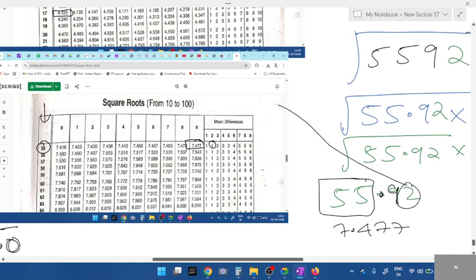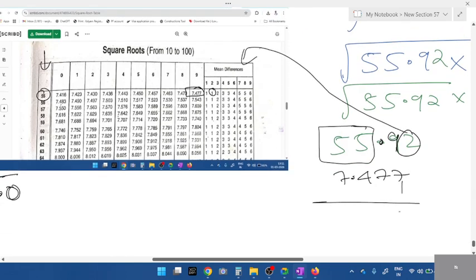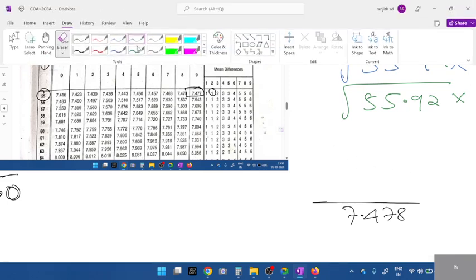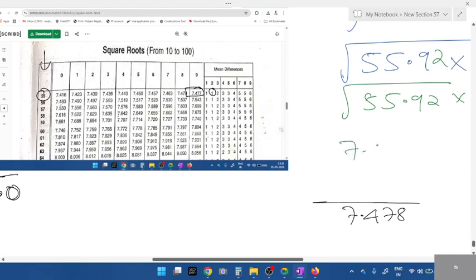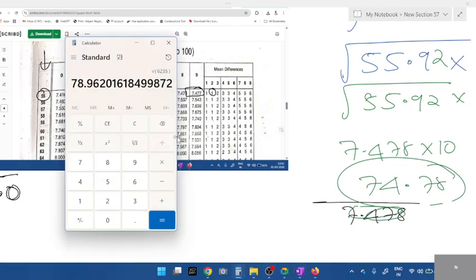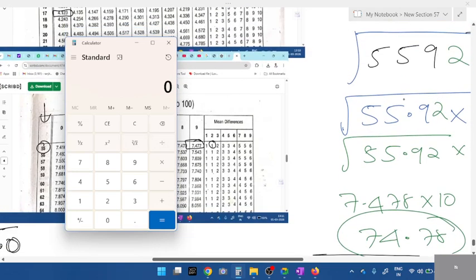And for this 2, you have to check the mean difference. 1. You have to add it, students. What do you get? 7.478. So instead of square root of 55.92, I have to write 7.478. And there is into 10, right? What's the final answer? 74.78. Let's check, students. So Naomi gave a number 5592, square root of 5592.